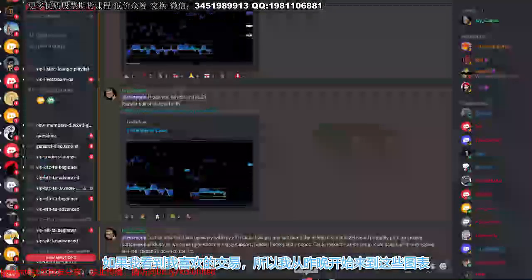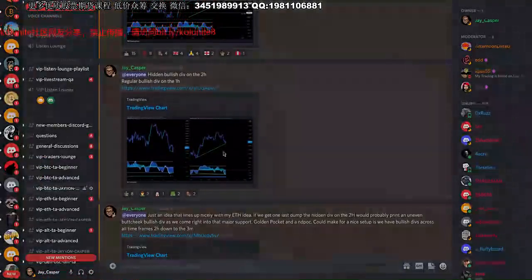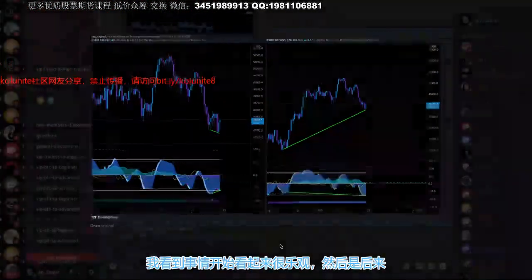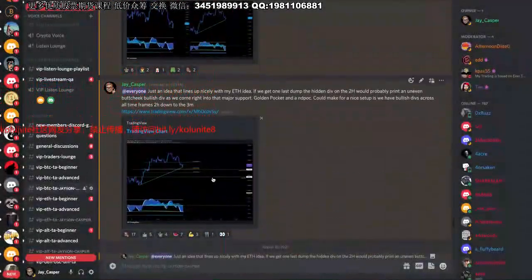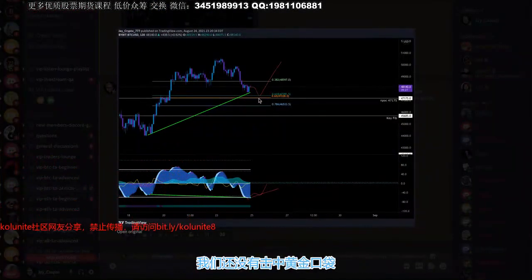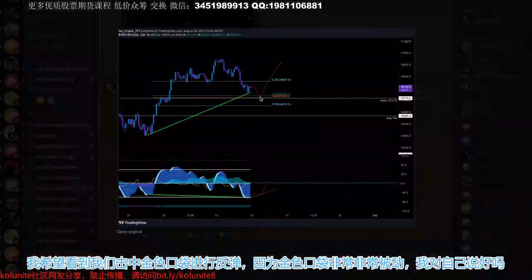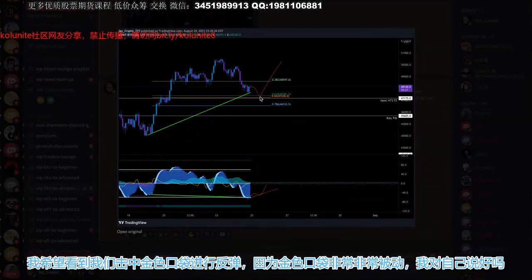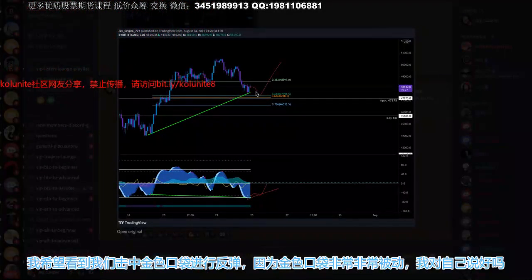So I came to these charts starting last night. I saw things were starting to look bullish. Then later on, I said, okay, I would like to see this happen. We didn't hit the golden pocket yet. I would like to see us hit that golden pocket for a bounce, because golden pockets are very, very reactive.